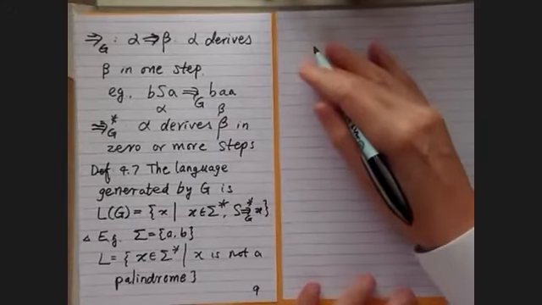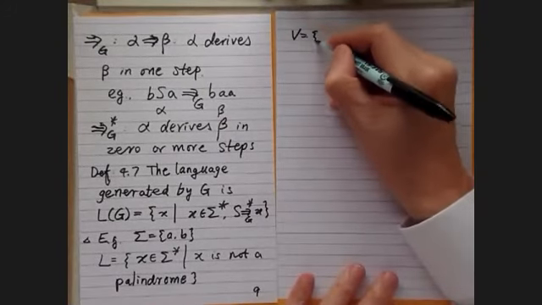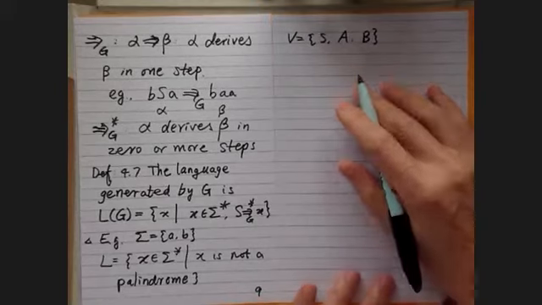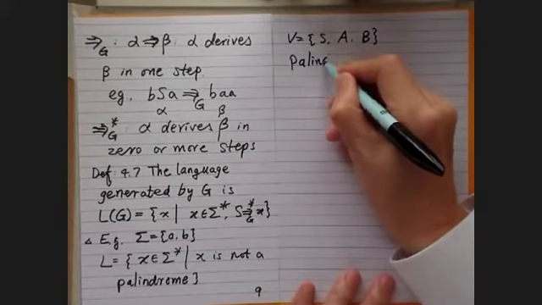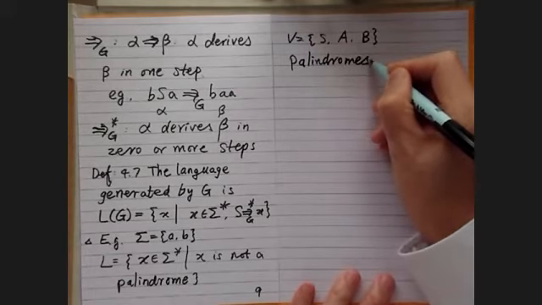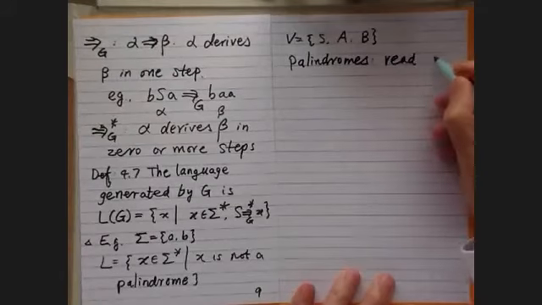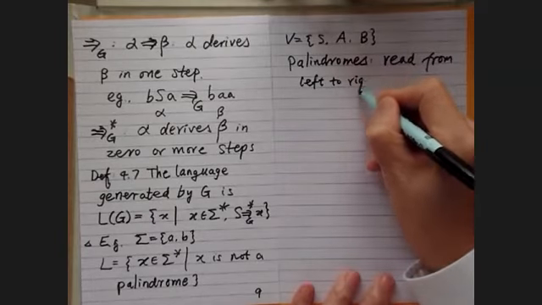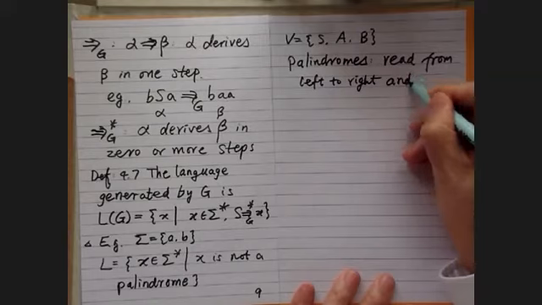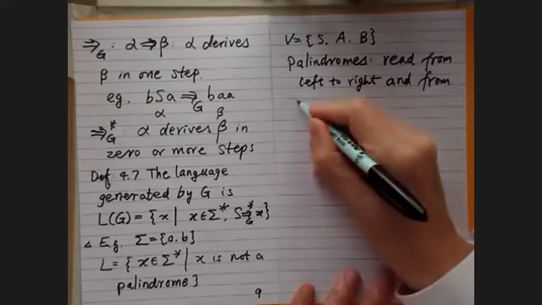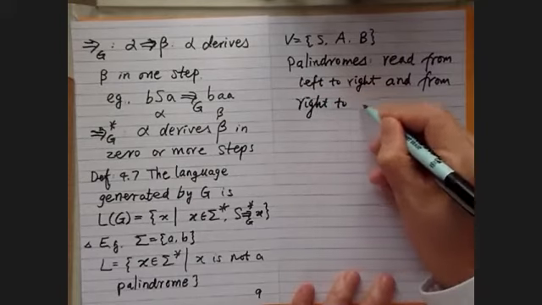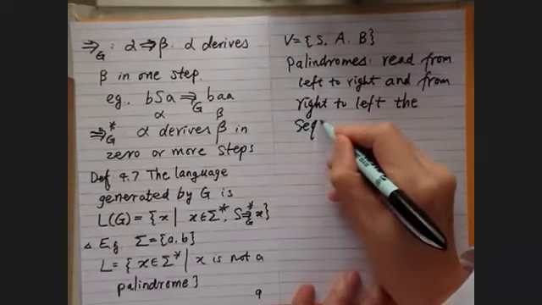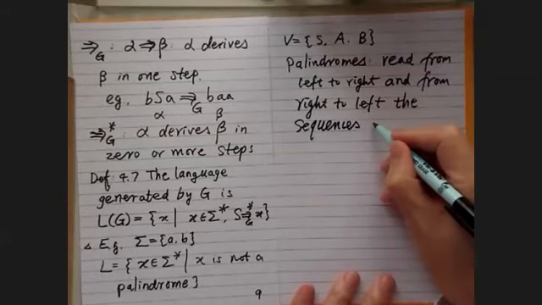So let's do this. I need three letters, say S, A, B. And a palindrome: you read from left to right and from right to left, you have two sequences, right? The sequences are the same.